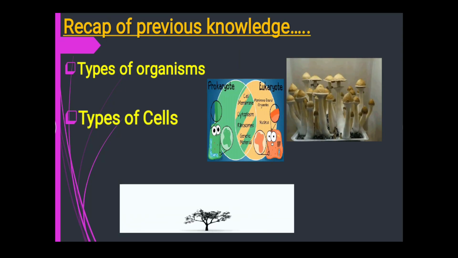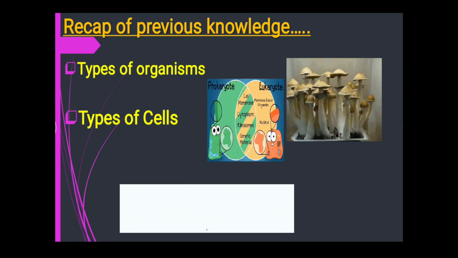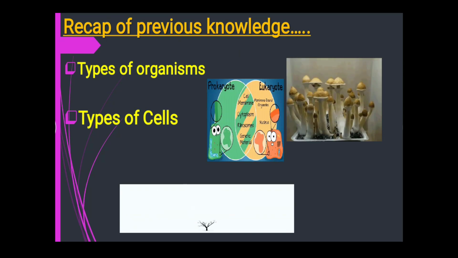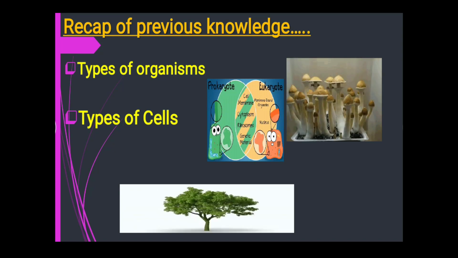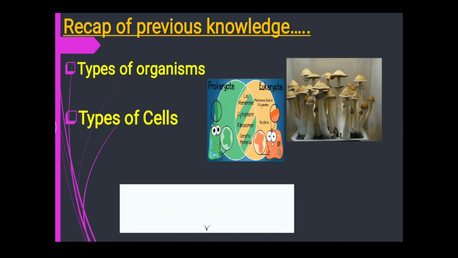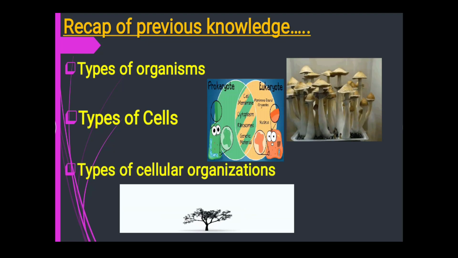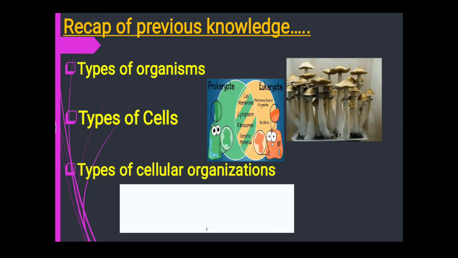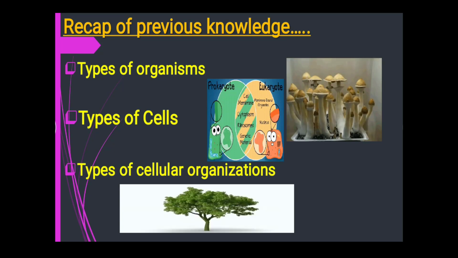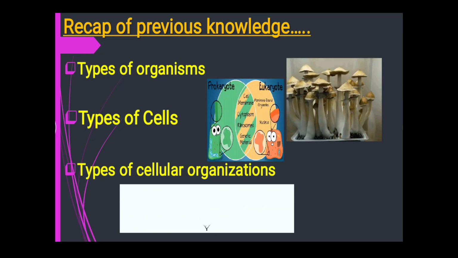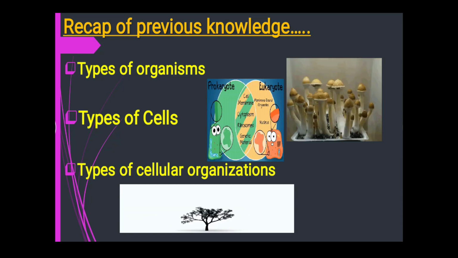There are two types of cell, prokaryotic and eukaryotic. Prokaryotes means living organisms which do not have a prominent nucleus. Eukaryotes means organisms which have a prominent nucleus. And third one is types of cellular organization. Students, we discussed three types of cellular organization: unicellular organization, colonial organization and multicellular organization. This is a summary of our today's lecture.